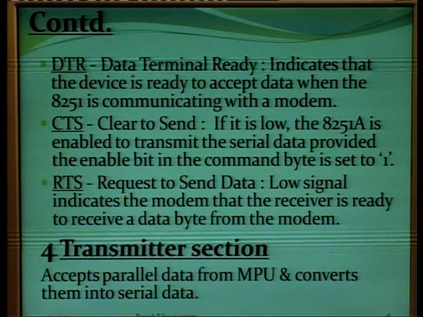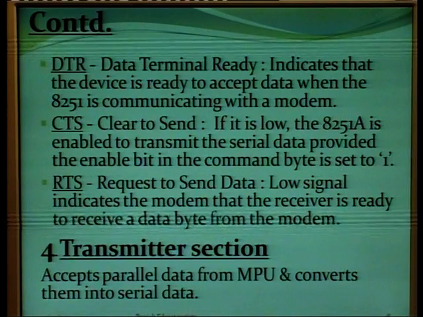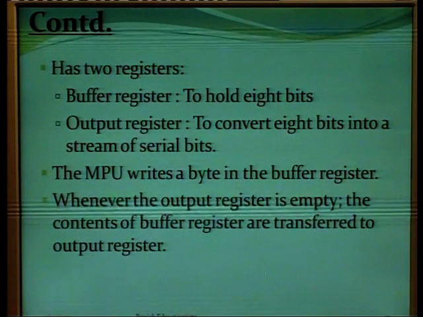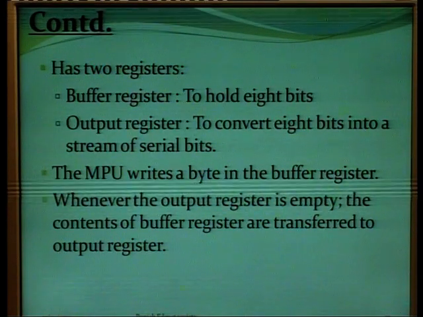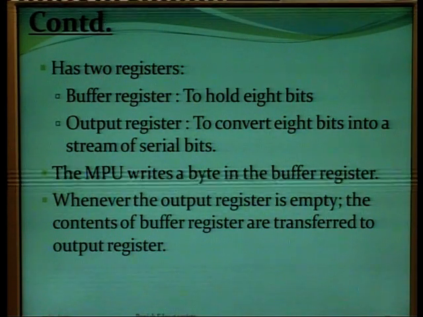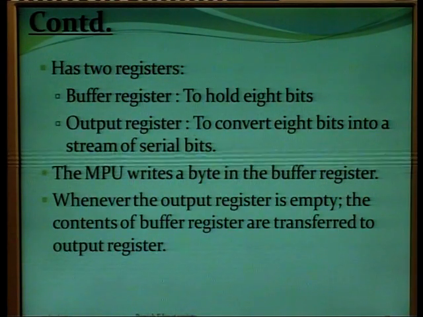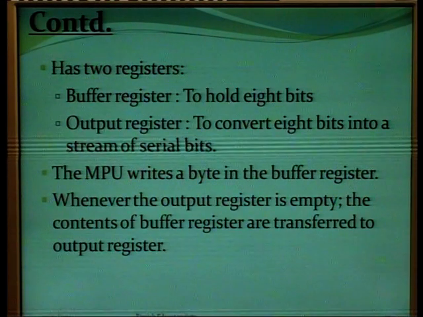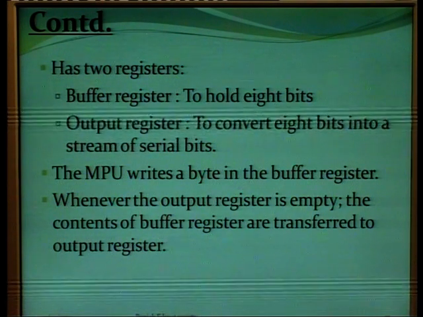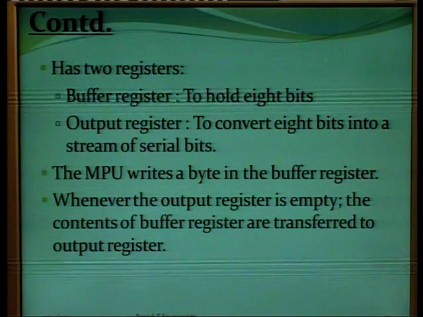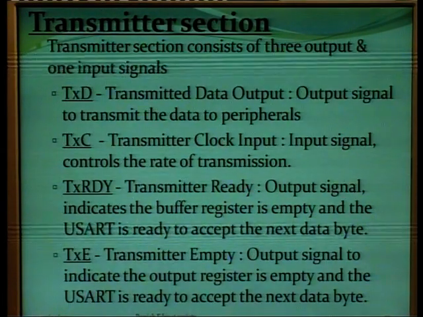It accepts the parallel data from the microprocessor unit and converts it into serial data. It has two registers: a buffer register to hold 8 bits, and an output register to convert 8 bits into a stream of 8 serial bits. The microprocessor writes a byte in the buffer register. Whenever the output register is empty, the contents of the buffer register are transferred to the output register.